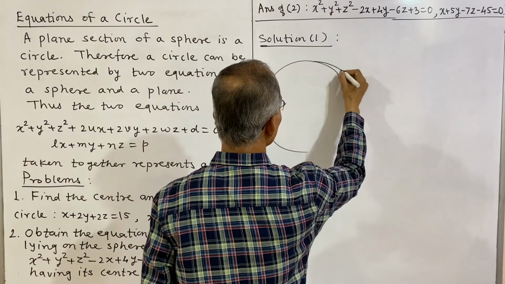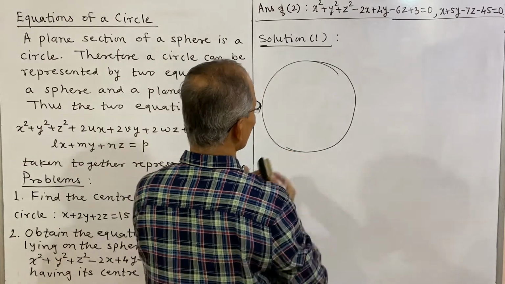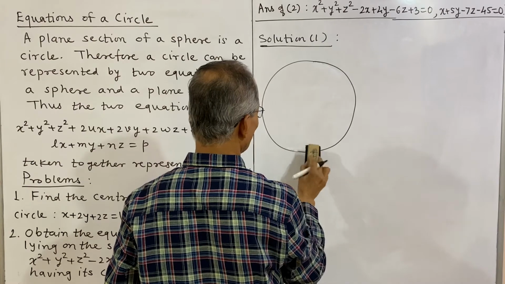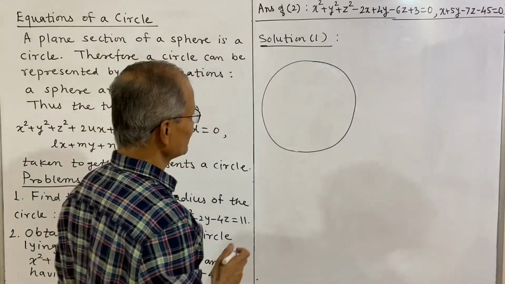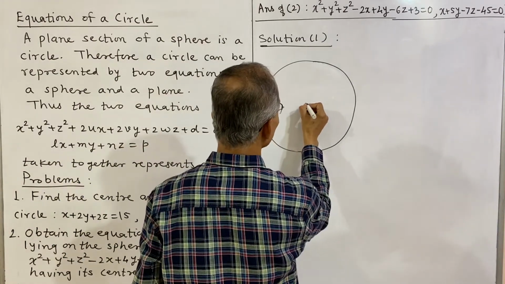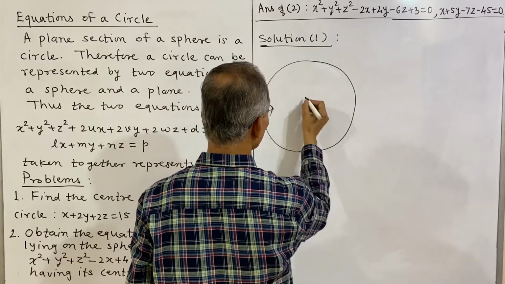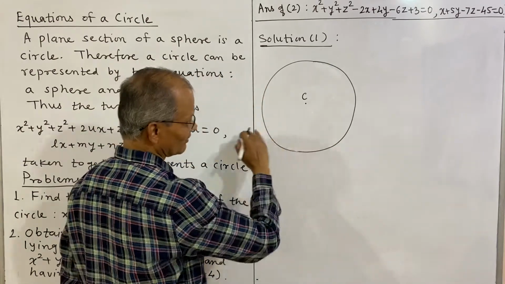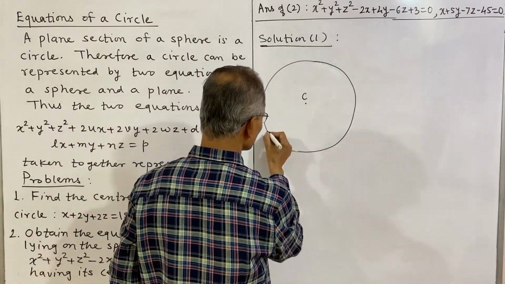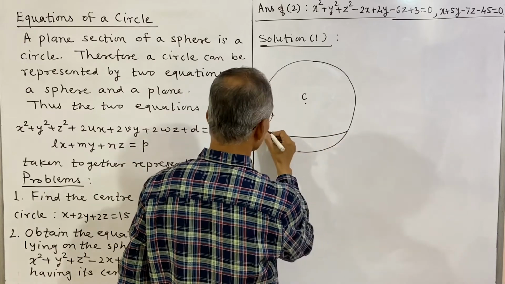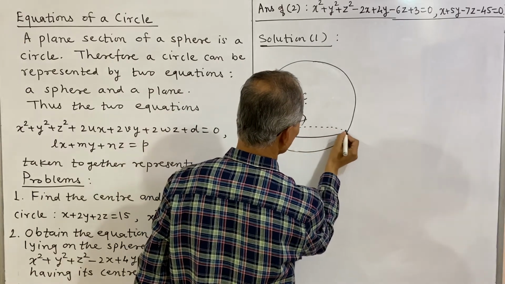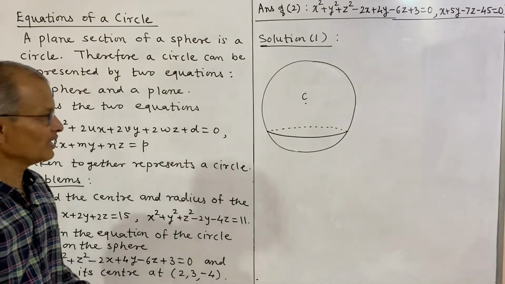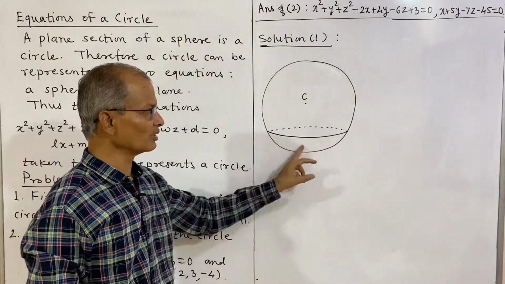So, this is a sphere and its section by a plane represents a circle, and let us suppose this is the center of the sphere, which we will denote by C, and suppose the section by a plane forms a circle here. So, I shall draw the figure like this. This is a circle formed by the section of plane. Plane is not shown in the figure, only its section, which is a circle, is shown here.